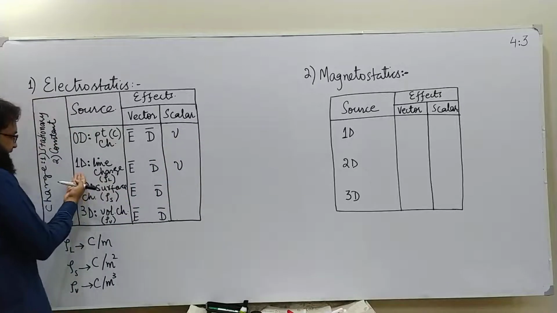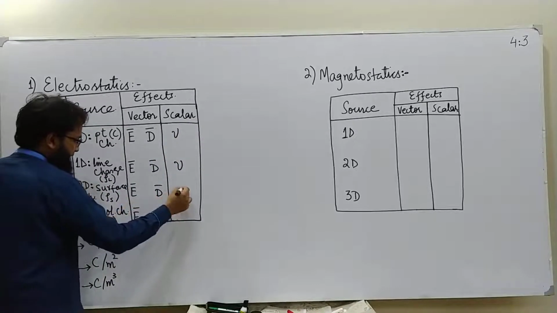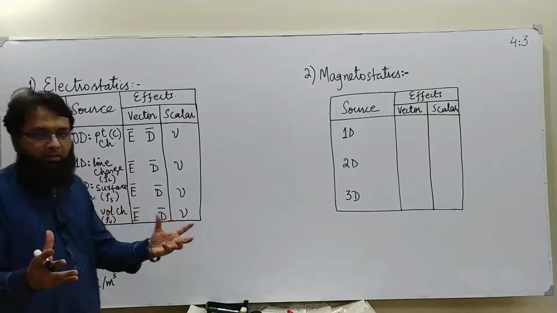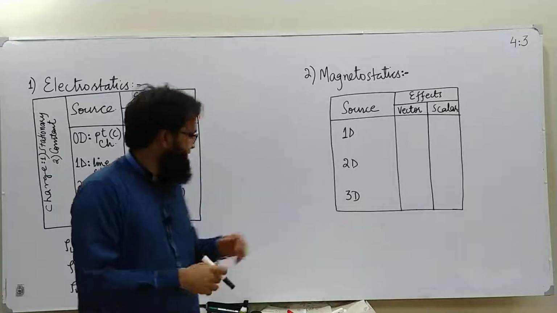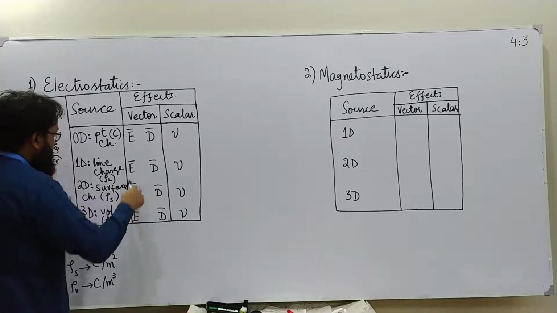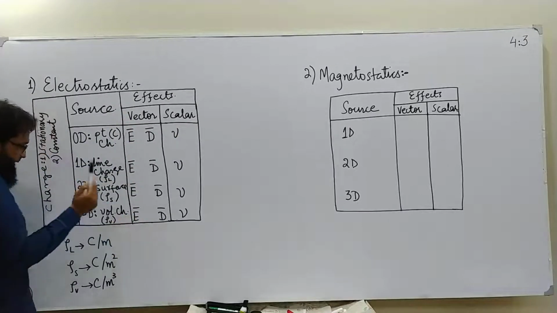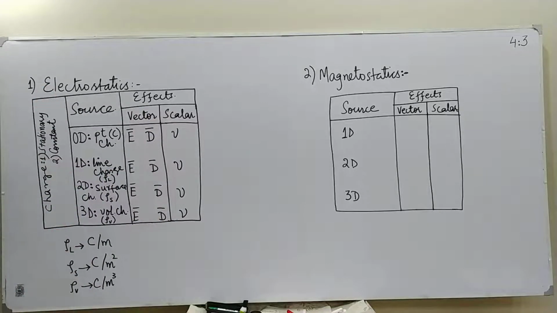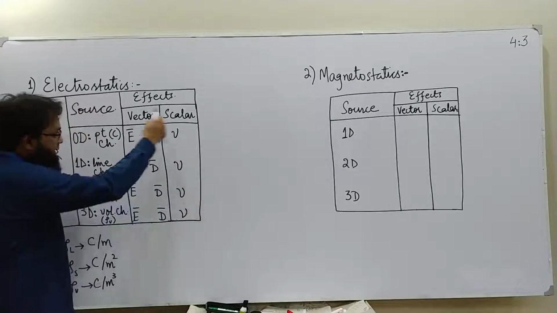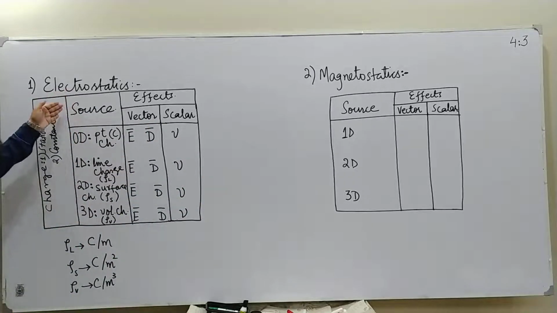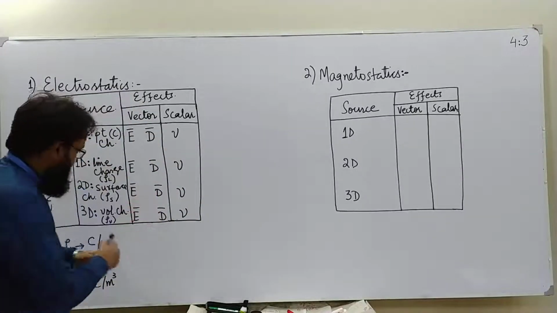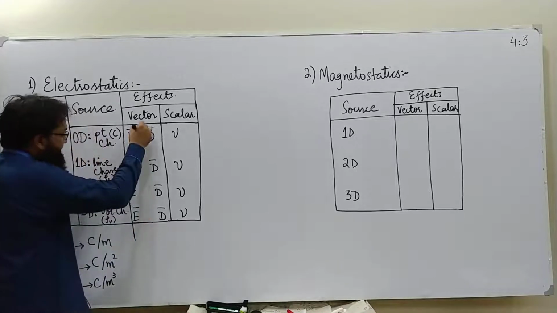All right, same is the case with this one, and this one, and this one. So it means that we will try to be as comprehensive as possible in our study of electrostatics and magnetostatics. We will try to find out the electric field intensity of all the possible charge distributions, and the electric flux density of all the possible charge distributions, and the scalar effect of all the possible charge distributions, and that scalar effect is going to be potential energy.